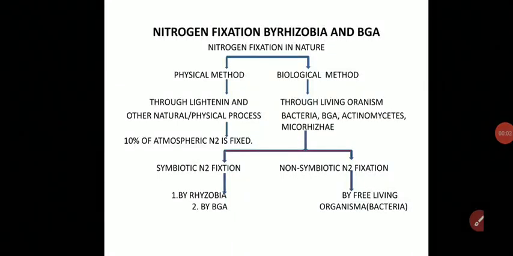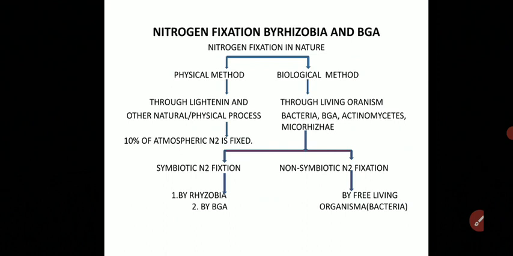Today in this video we are going to discuss nitrogen fixation by rhizobia and blue-green algae, the process of nitrogen fixation in nature. Nitrogen is so abundant in Earth's atmosphere, still it is not available to plants unless it is fixed in the soil as nitrates, nitrites and ammonia. Plants can absorb only these compounds from soil to fulfill their nitrogenous demand.